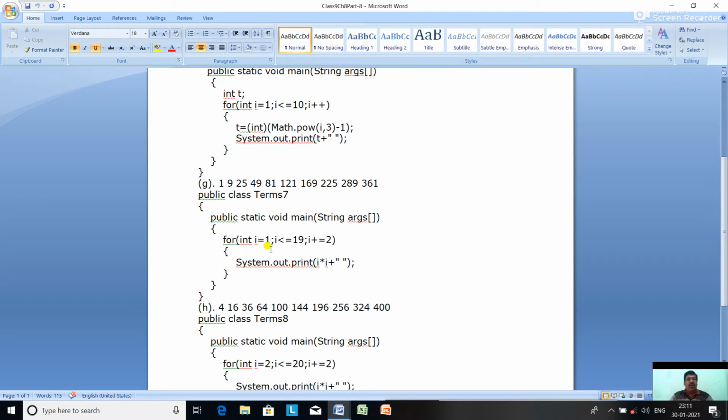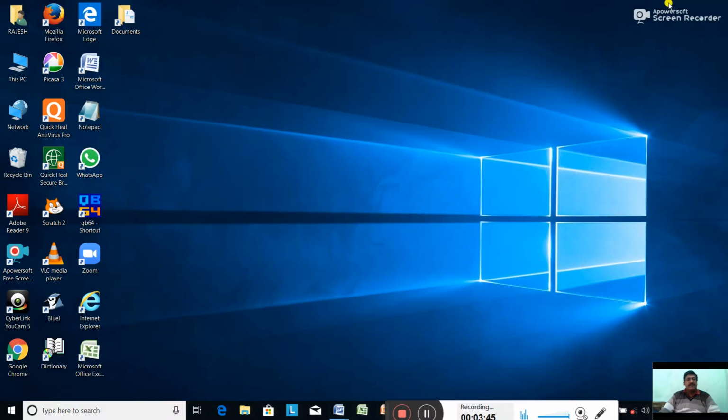So it is generating all the odd numbers from 1 to 19, and the updation will be 2. I am finding the square: 1 square, 3 square, 5 square, 7 square, 9 square, 11 square, 13 square, like this, up to 19 square. Okay. So i equal to 1, i less than or equal to 19, i plus equal to 2. System.out.print i into i. This much only. So let us see the output.